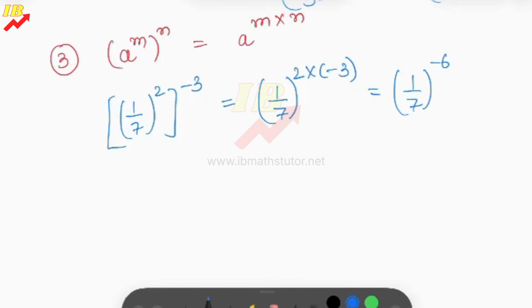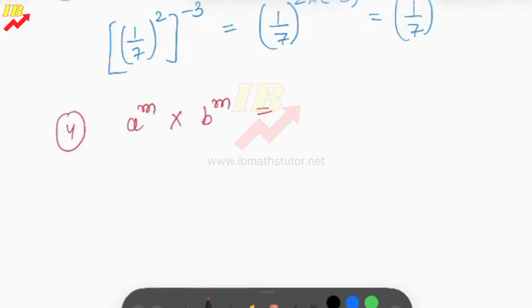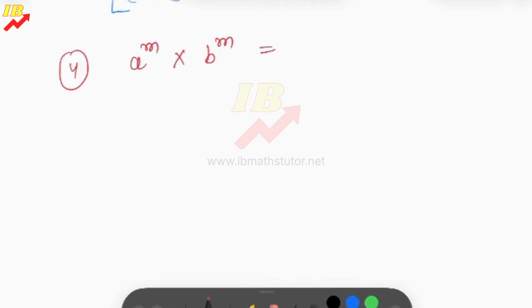I hope this is also clear. Fourth rule says when you have a to the power m and b to the power m, see here that the bases are different this time, but the powers are the same, right? So we'll multiply the bases and make a common power here.